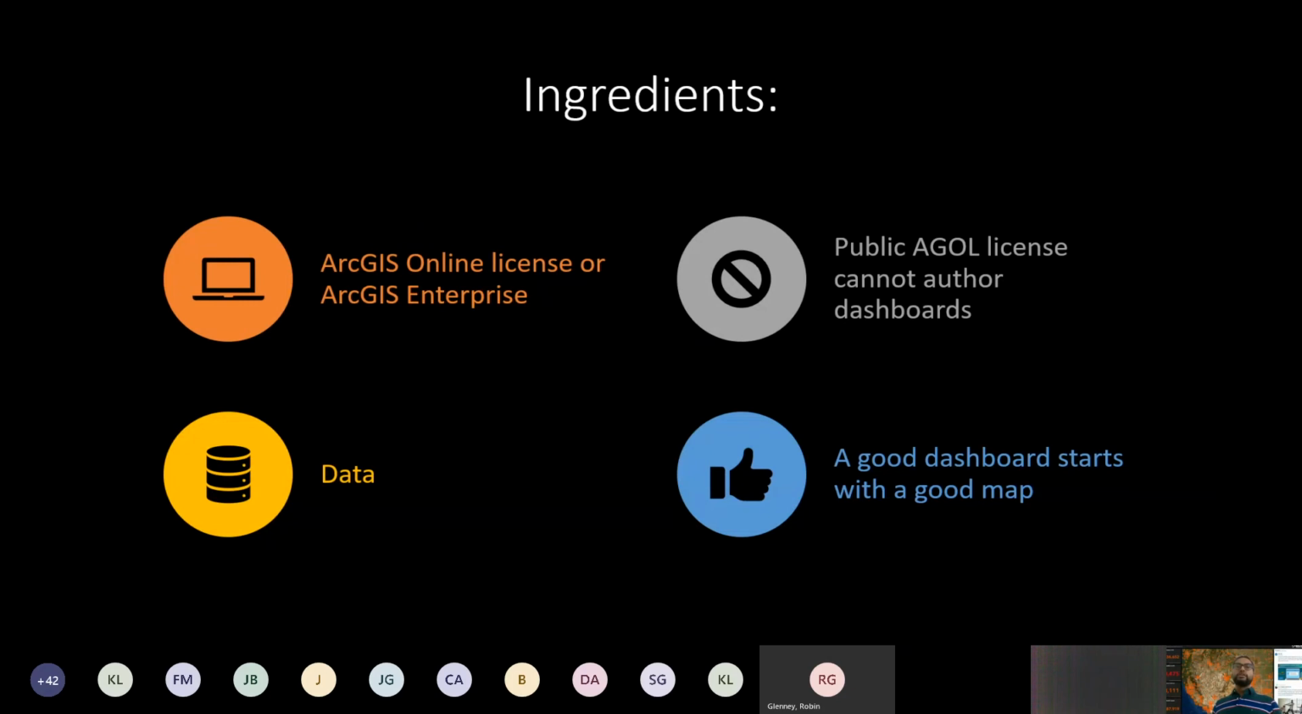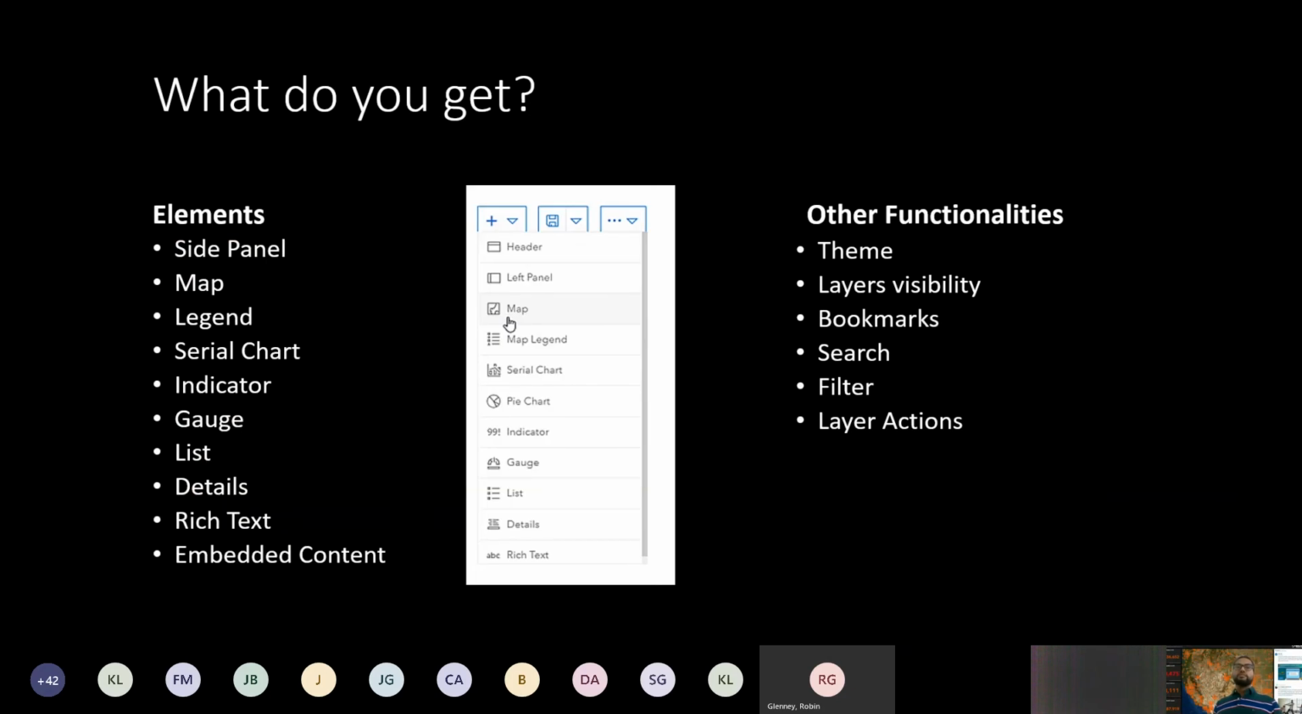Let's talk about what you really get from ArcGIS Dashboards. These are all the elements that you get. An ArcGIS Dashboard can provide you with a side panel, map, legend, serial chart, indicator, gauge, list, details, rich text, and embedded content. But the thing to realize here is you really don't have to use all these elements in your dashboard. You can just pick and choose those elements that you think make sense for your dashboard and just stick with it, right?